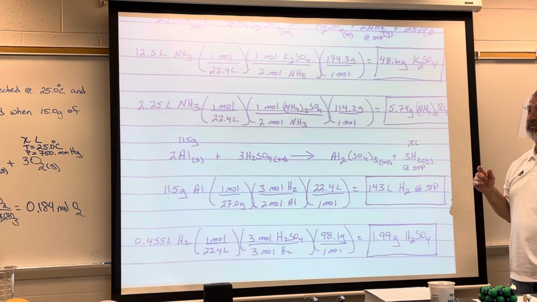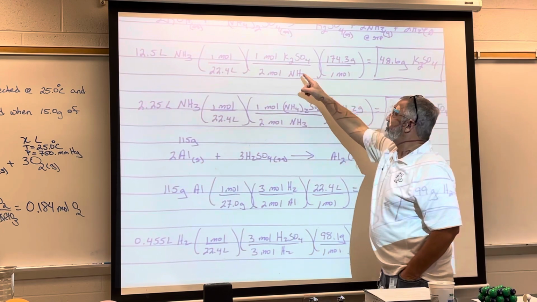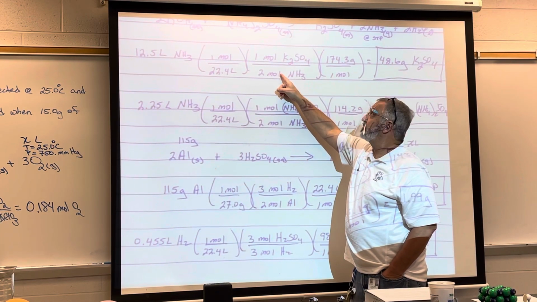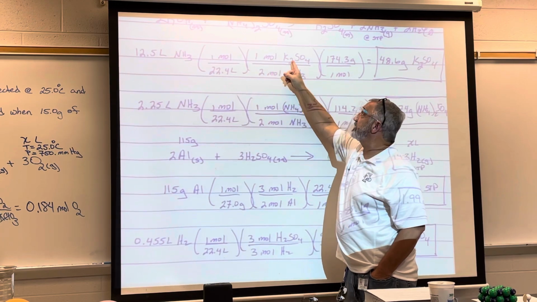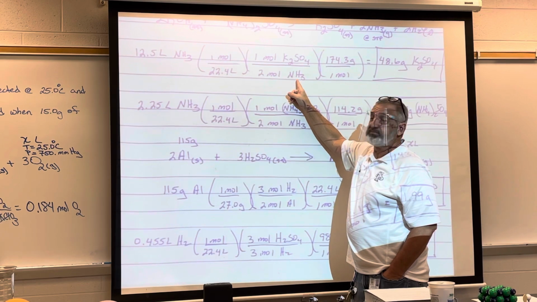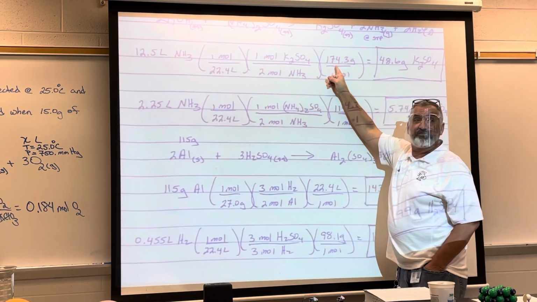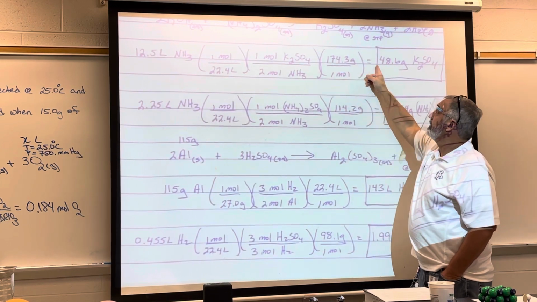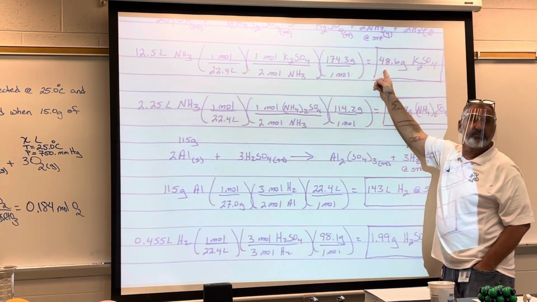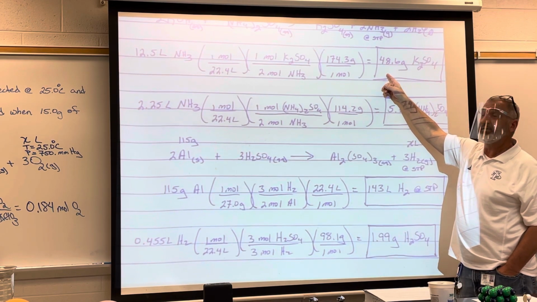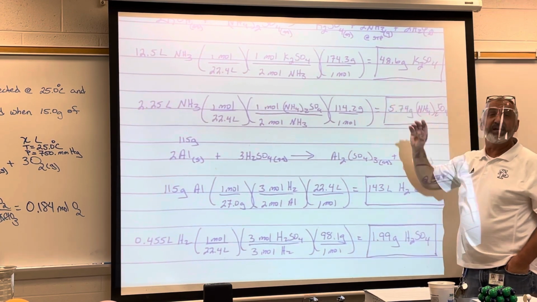We changed the grams. Now is it 1 to 2 still here? No, 2 to 2. So it's 2 moles of KOH for every 2 moles of NH3. And then it's 56.11. And then that comes out to equal 31.3. Okay? So the setup's going to be all the same.